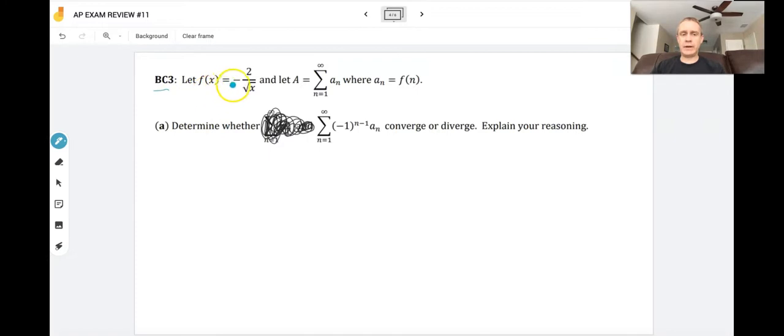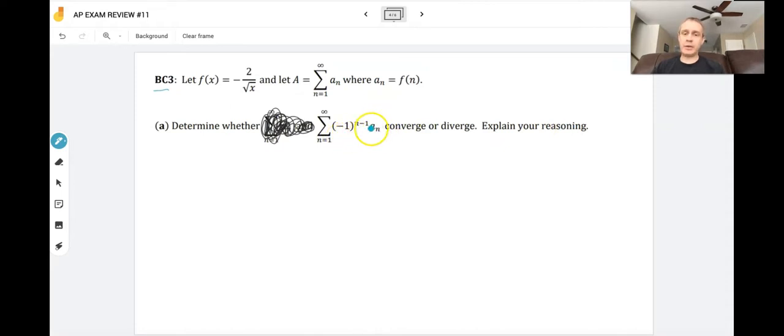We have here, let f of x equal negative 2 over square root of x, and let capital A equal this series where a sub n equals f of n. Part A, we want to determine whether this given series converges or diverges and explain our reasoning.